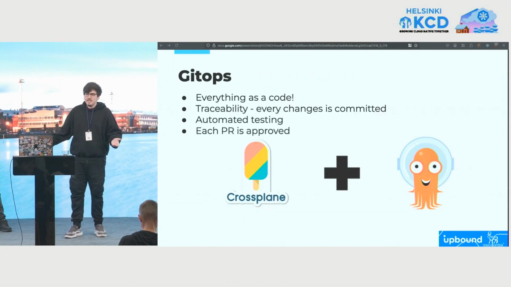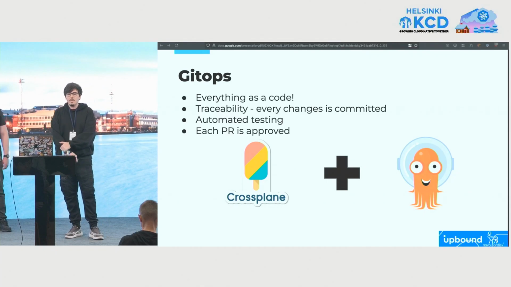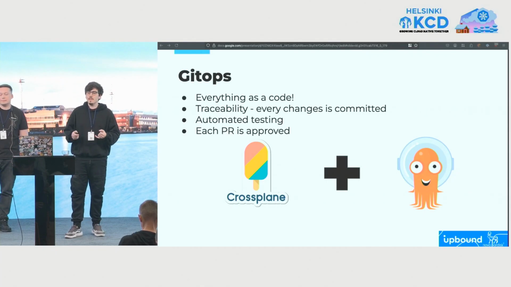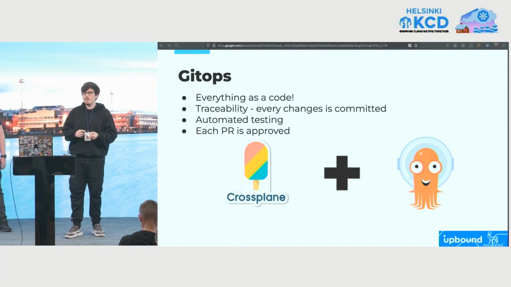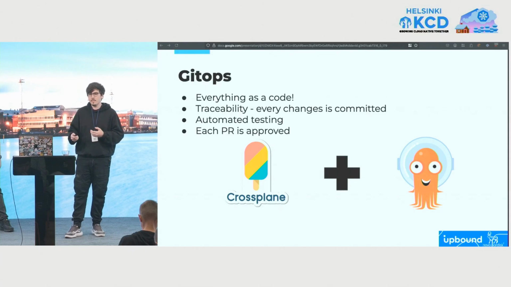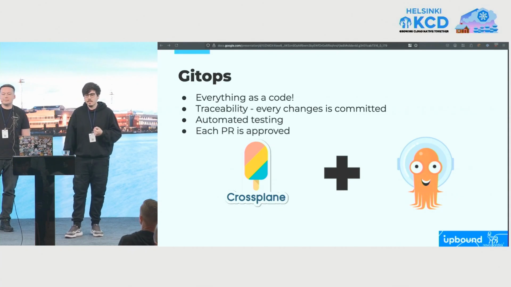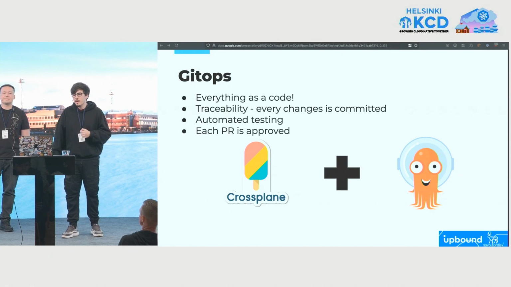So yeah, we use GitOps. We need to have everything as code, of course, because of compliance. Every change needs to be traceable, and you also need to be able to reverse to a previous change in case you break something.